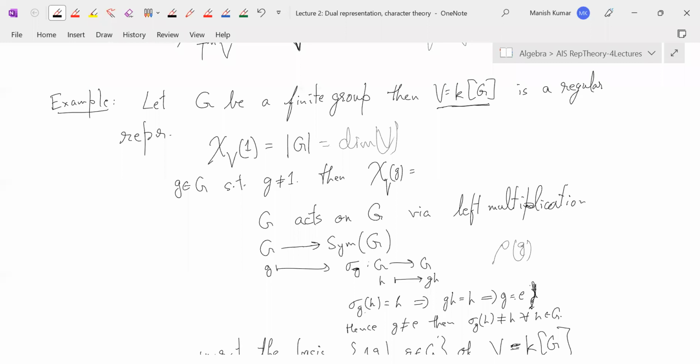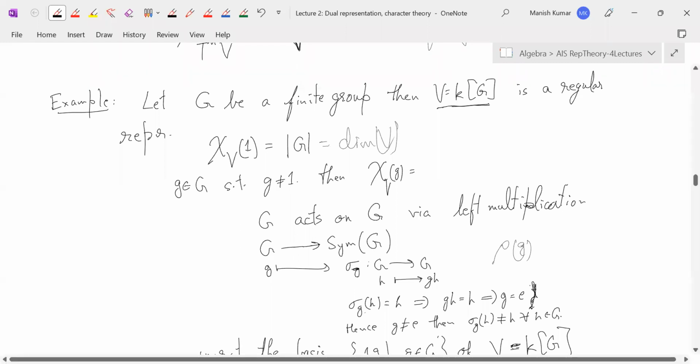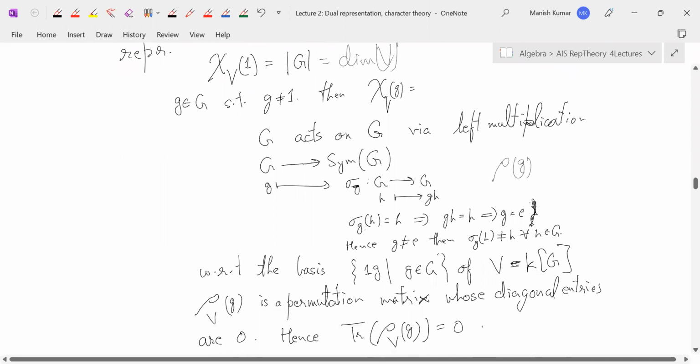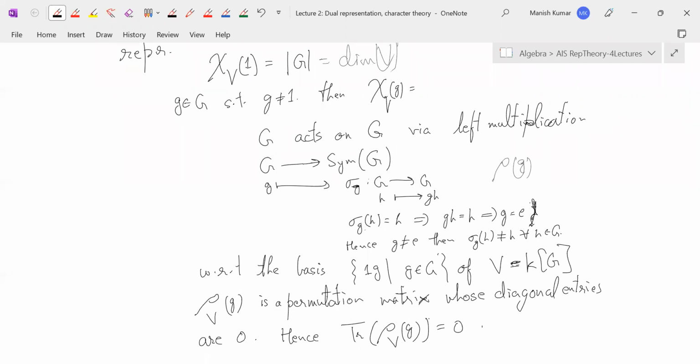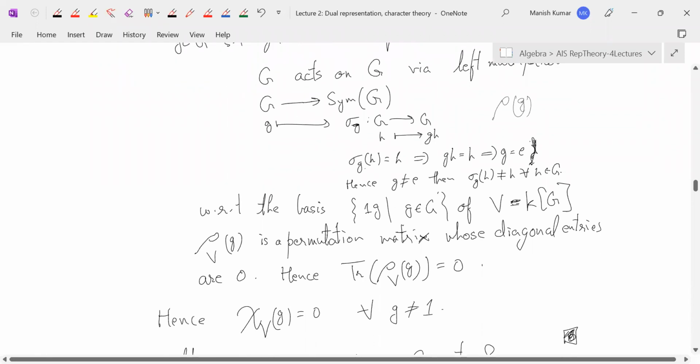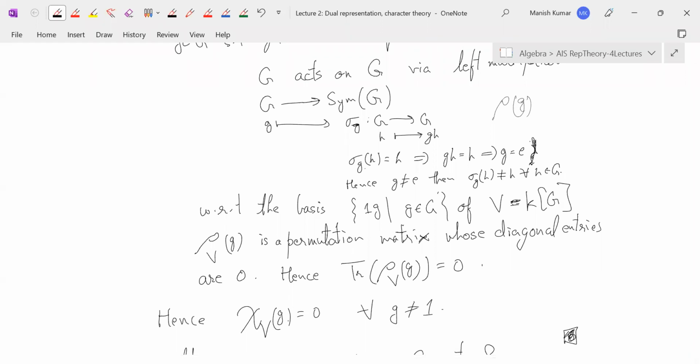So if we are assuming G is not identity, then what we can conclude is that sigma G of H is never equal to H. So that tells us that if we consider the matrix rho V of G with respect to the standard basis of this group ring, KG, of this regular representation, then this is a permutation matrix with no entries in the diagonal being one. All the diagonal entries are zero. Hence the trace must be zero. So we see that chi of the regular representation at G is zero for G not equal to identity.